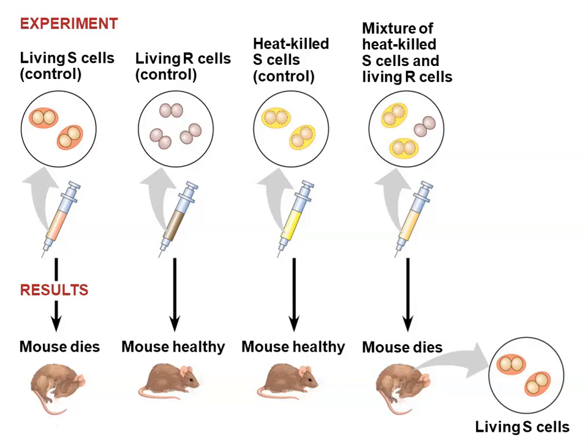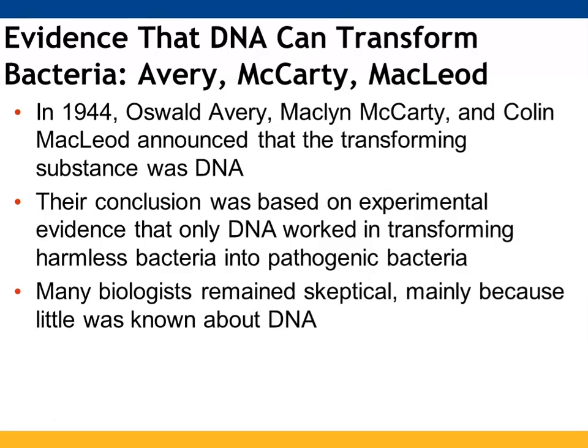So he took this a step further and put these cells into mice. You had the S cells, the virulent strain that would cause the mouse to die. Then you had the avirulent strain that caused the mouse to stay healthy. Then he took the cells that were virulent and heat killed them, and the mouse lived. But when he mixed the heat-killed cells with the living avirulent cells, the mouse died as a result of those R cells being transformed into S cells. So that was just the idea of transformation.